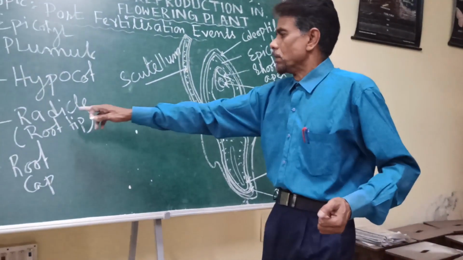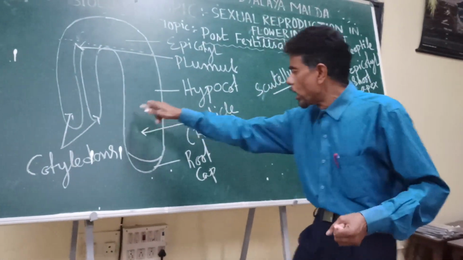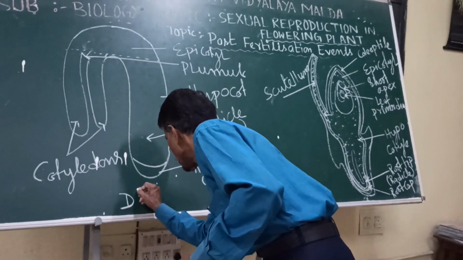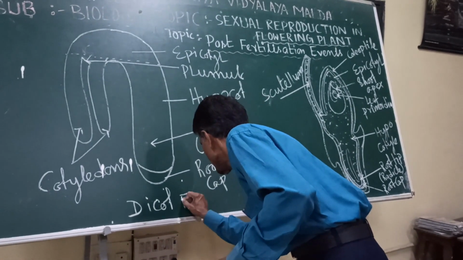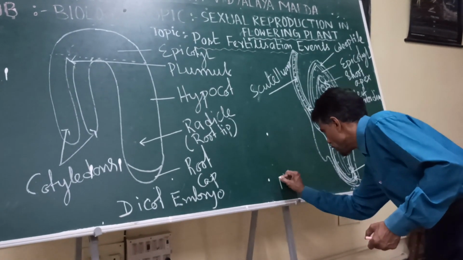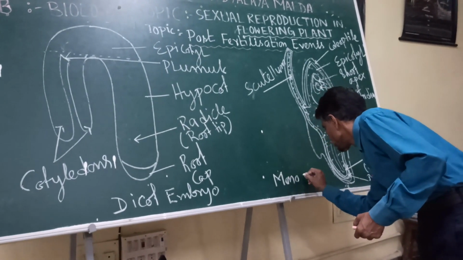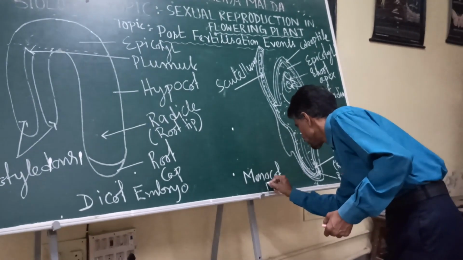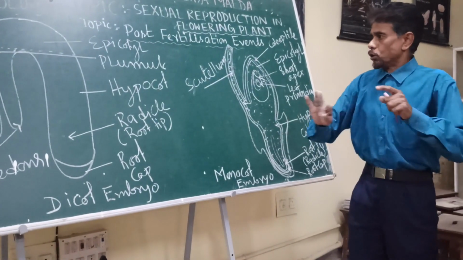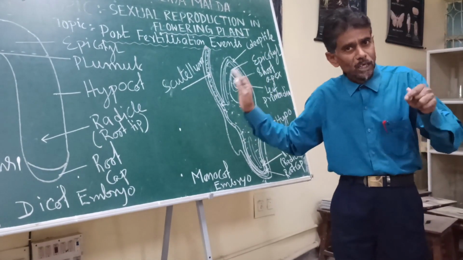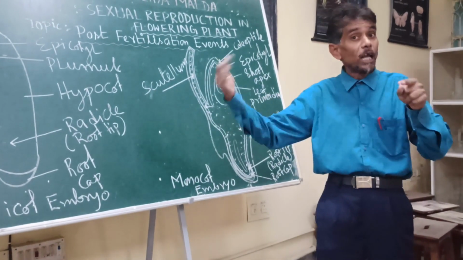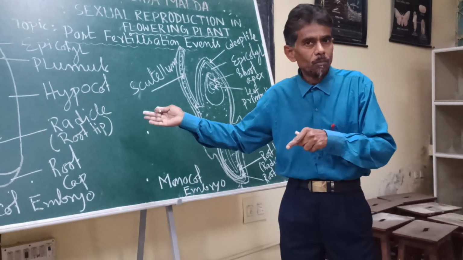So you can compare the embryo of dicot and embryo of monocot. This is the dicot embryo, and this is the monocot embryo. So this is the post-fertilizational changes. That means which part will develop into this embryo? It is the zygote will develop into embryo.